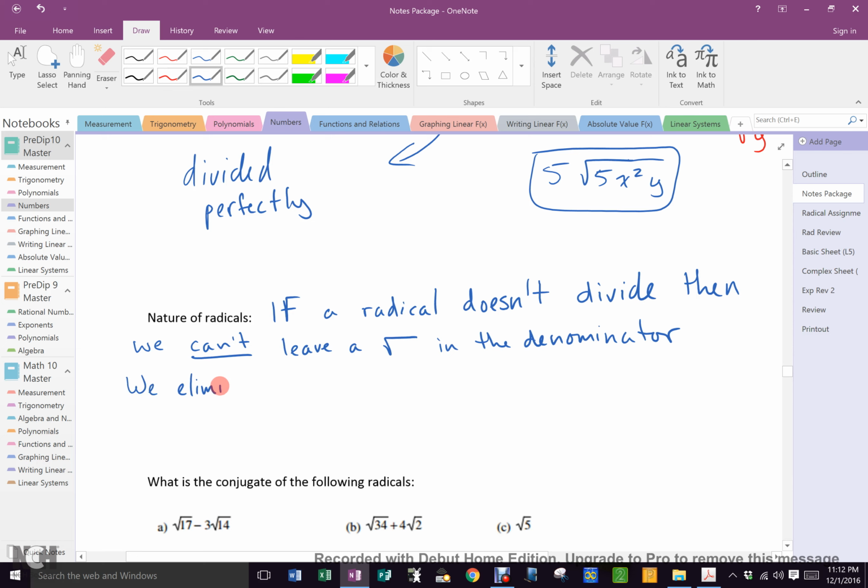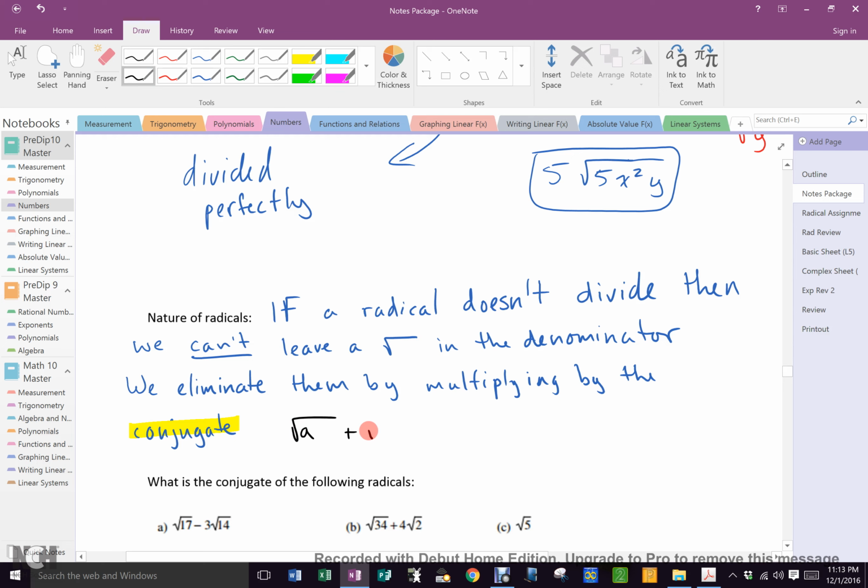We eliminate them by multiplying by the conjugate. And the conjugate is simply this. If I have root A plus root B, I multiply that by root A minus root B. That's the conjugate. And then what do I get?